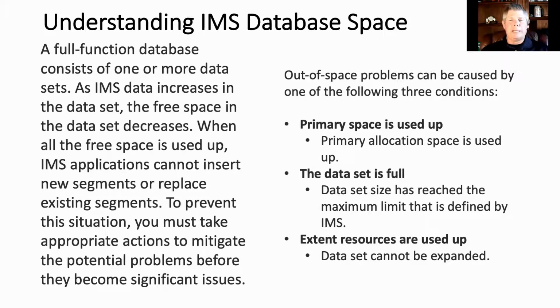So an IMS database, like most databases, consists of one or more data sets, and it allows IMS data to increase as free space decreases. So that's one of the things that you might run into a problem with. Once the primary space is used up and you end up out of space, then you have a condition that occurs, and that is no secondary, that is, if no secondary space was allocated. When the secondary space allocation is specified, then the data sets will expand. But then they'll only expand to where the data set is full. So once you run out, you could run out of extents.